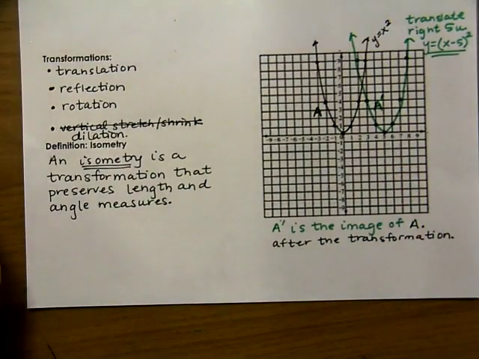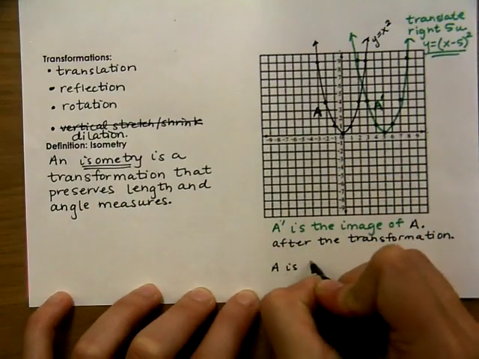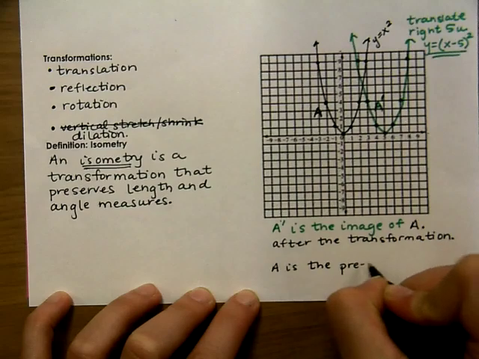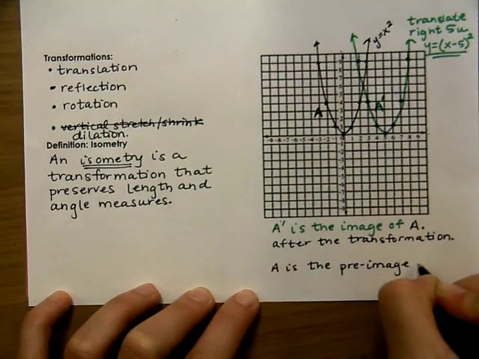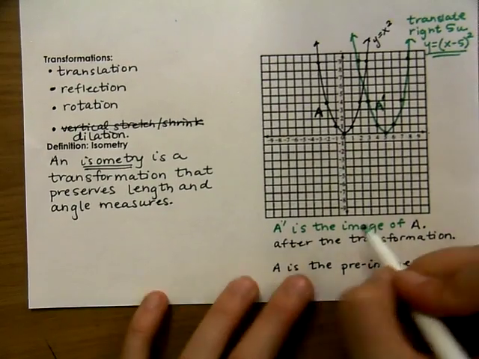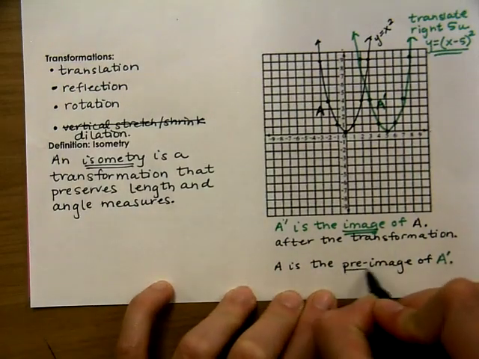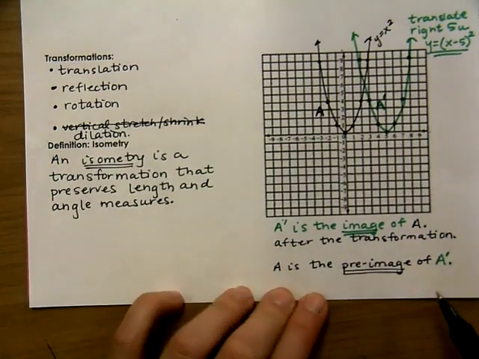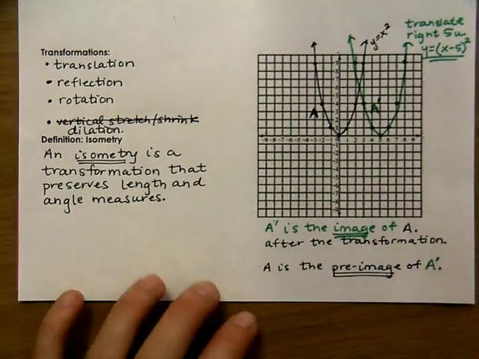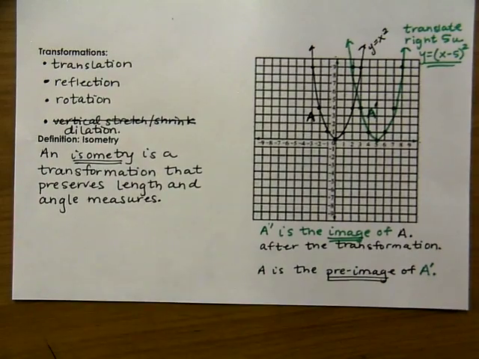There's also a term called preimage. So we will say that A is the preimage of A prime. So if I ever give you what the coordinates of a point are after, we could talk about the corresponding point that we would have before that transformation, and that's called the preimage. So just a little vocab terms, a little refresher on transformations before we dig into actually performing transformations in a coordinate plane. The next video will be about translations.